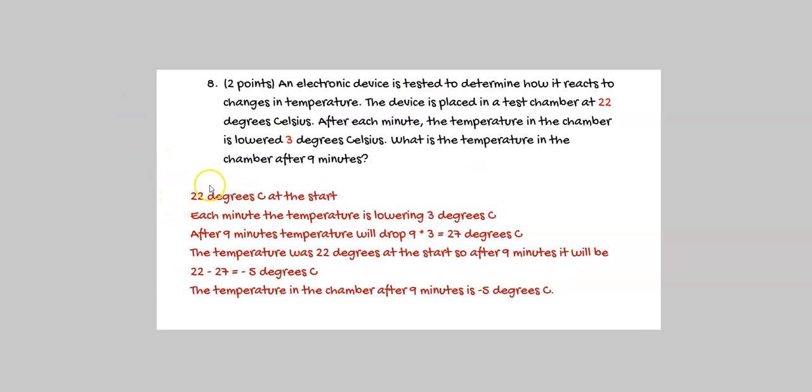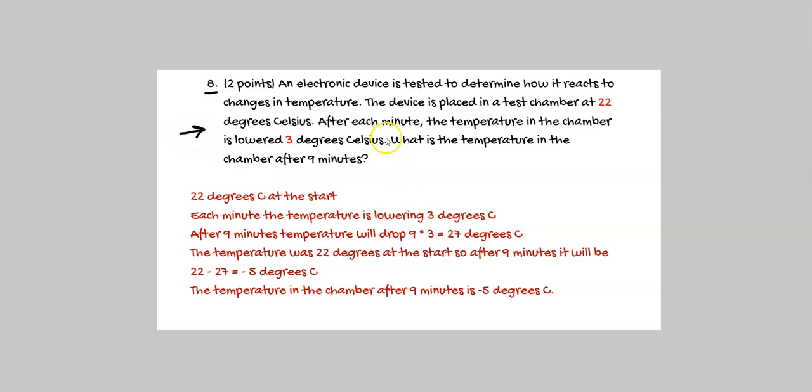Okay, question number 8. An electronic device is tested to determine how it reacts to changes in temperature. The device is placed in a test chamber at 22 degrees Celsius. After each minute, the temperature in the chamber is lowered 3 degrees Celsius. What is the temperature in the chamber after 9 minutes?